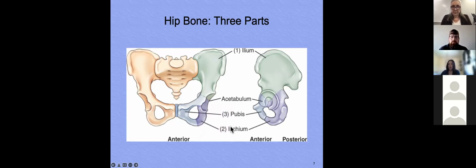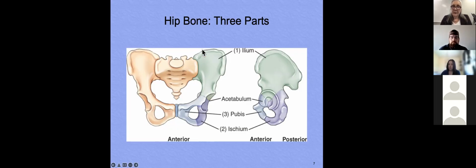This should have been like right there, because this whole thing right here is the ischium. And you can see right here on the ischium, this part is called the ischial tuberosity. That is what you're sitting on right now. I like to call it your butt bone, the ischial tuberosity right here. And I said this was the ischial spine, and again, that should have been purple there.